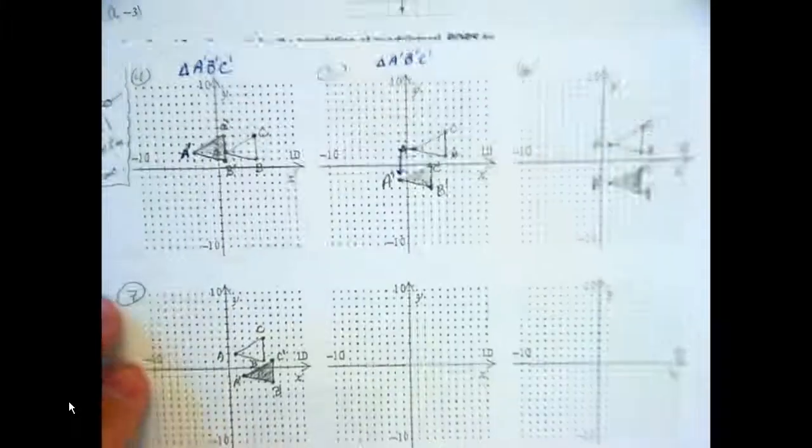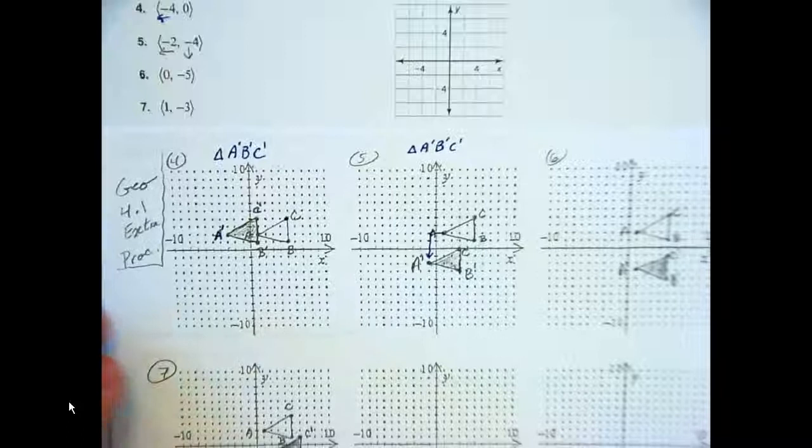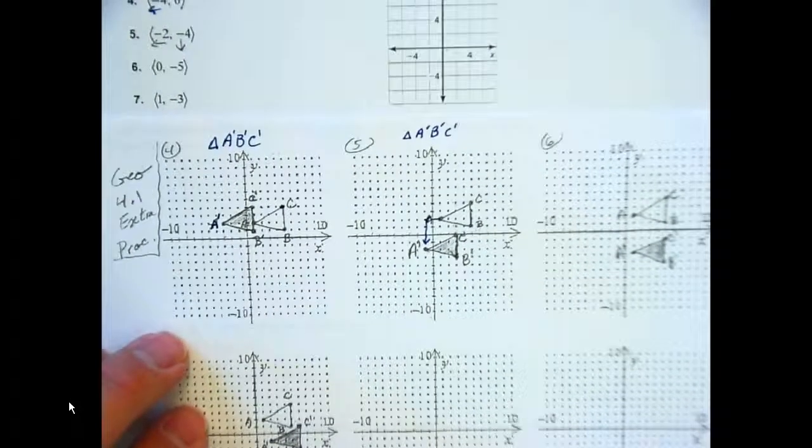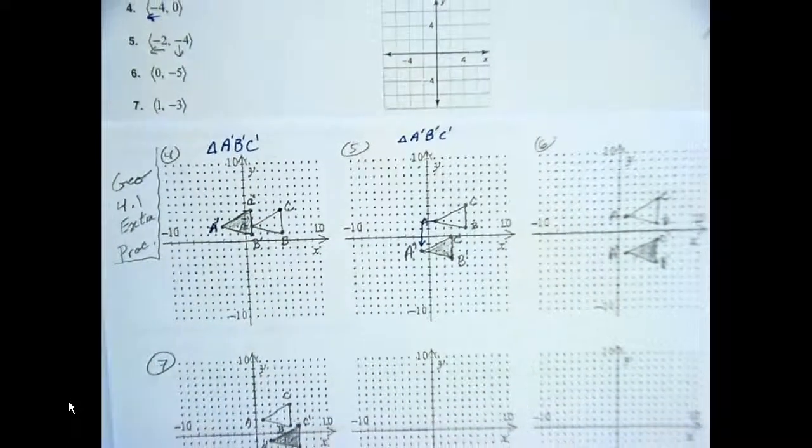Anyway, those are your transformations. All right? So given 4, 5, and 6, on 7, I can almost get them all up there.